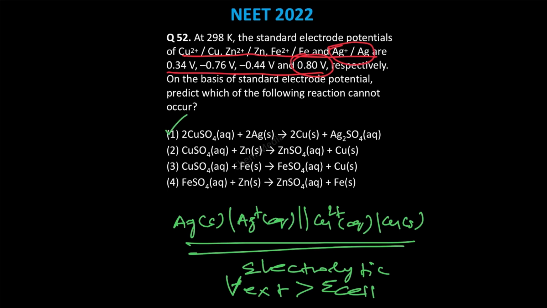This reaction can happen only if it is an electrolytic cell, provided the V external is greater than E cell itself. Otherwise, this reaction cannot happen. Therefore, option 1 is correct.